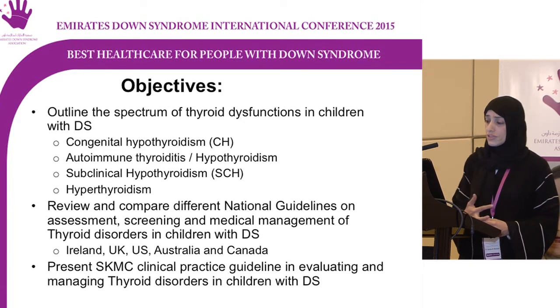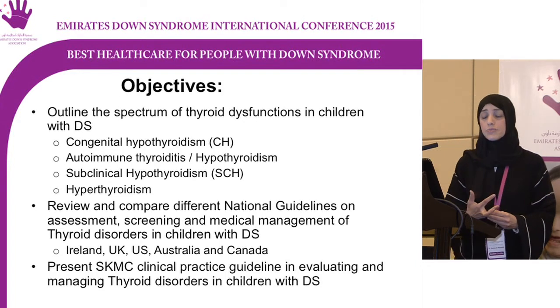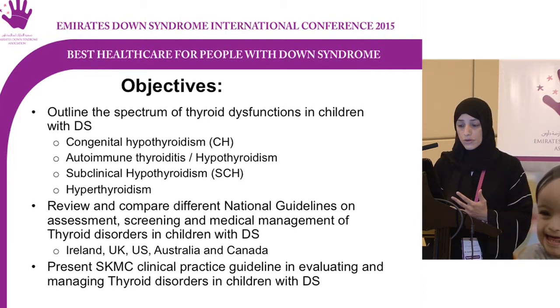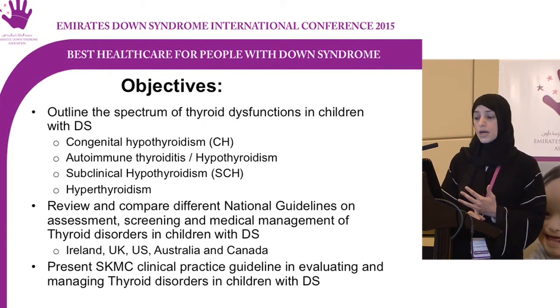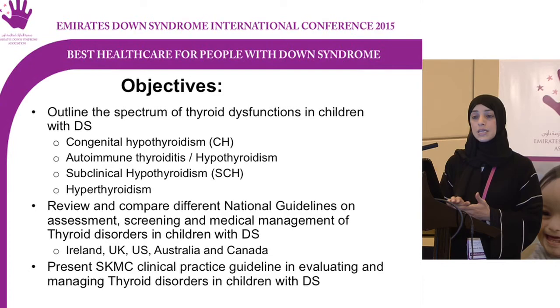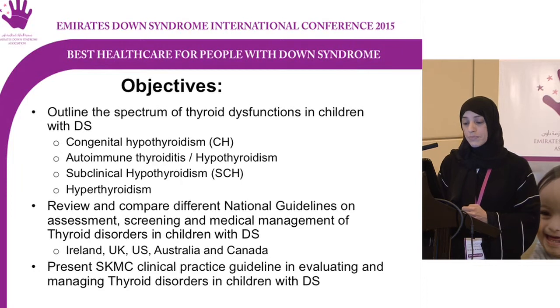So hopefully by the end of this session, we'll be able to outline the spectrum of thyroid dysfunction in children with Down syndrome, including congenital hypothyroidism, autoimmune hypothyroidism, subclinical hypothyroidism, and this is going to be the main focus of today's presentation because it is a common cause of referral to the endocrine center or services. And the last is going to be hyperthyroidism.